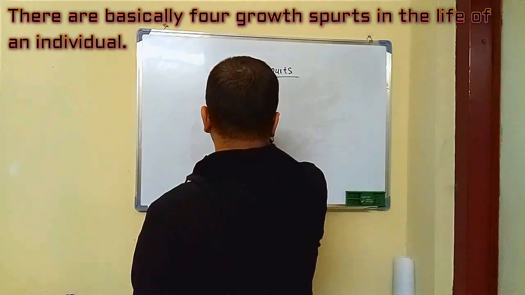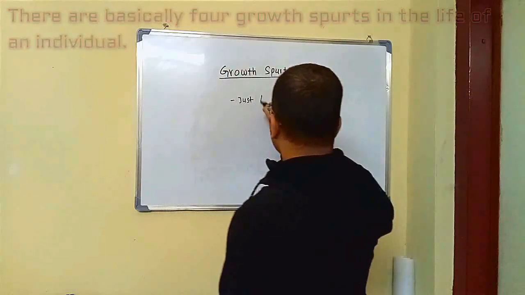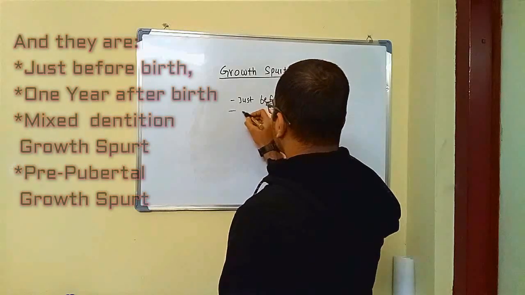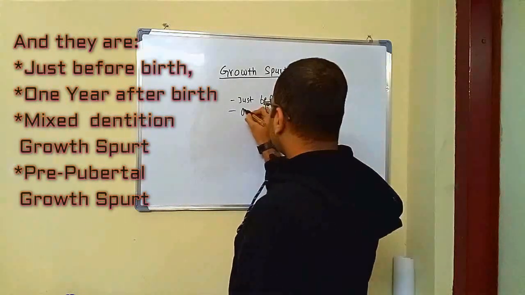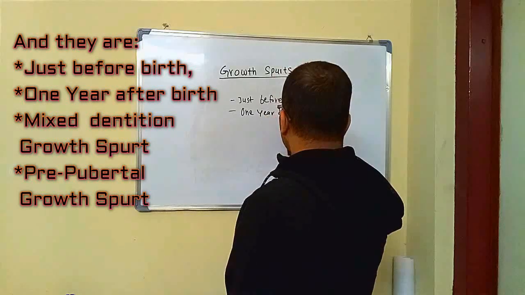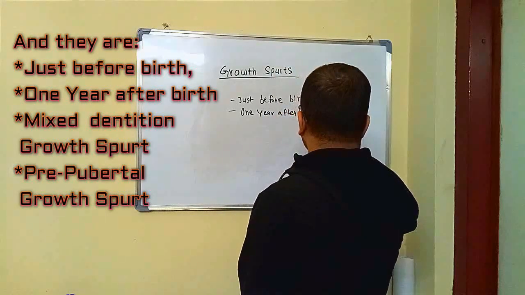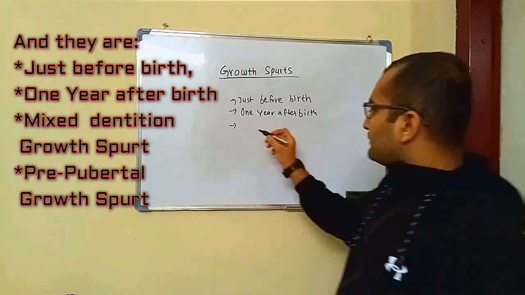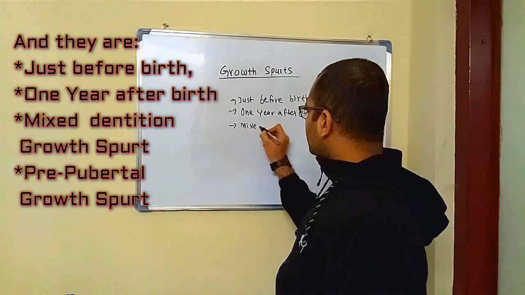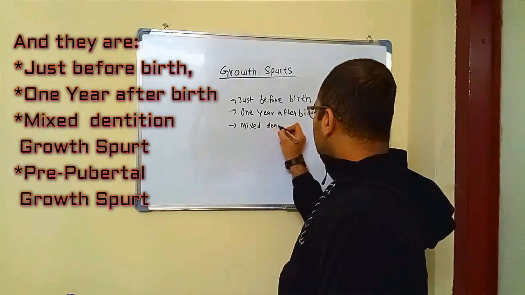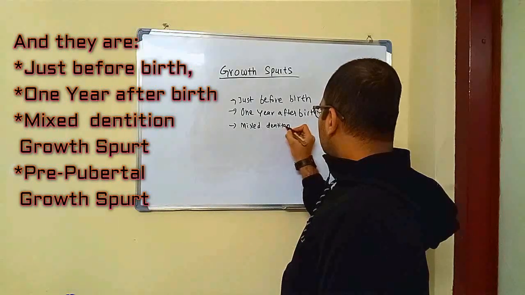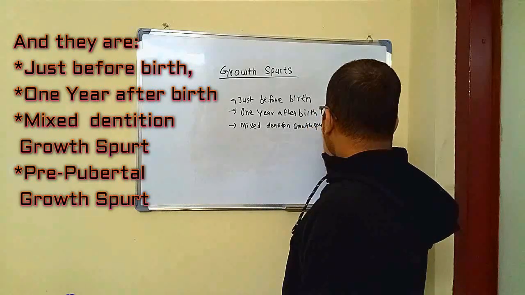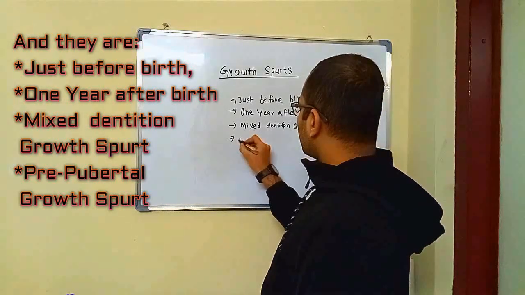These four growth spurts are just before birth. And another growth spurt occurs 1 year after birth. And we have another growth spurt, the mixed dentition growth spurt. That's particularly important. Mixed dentition growth spurt. And the prepubertal growth spurt.